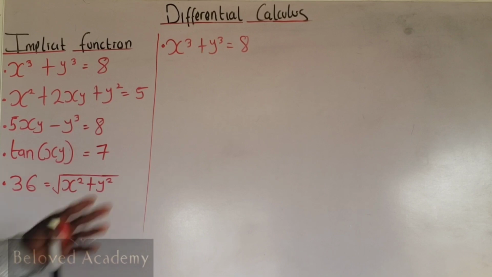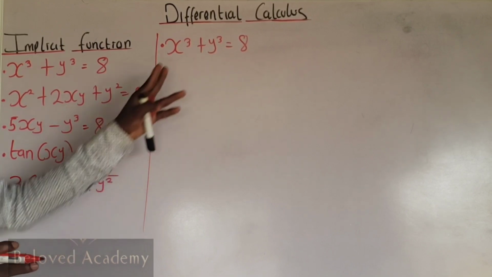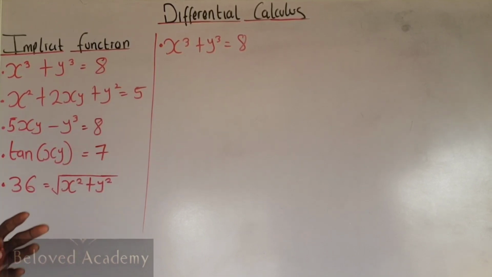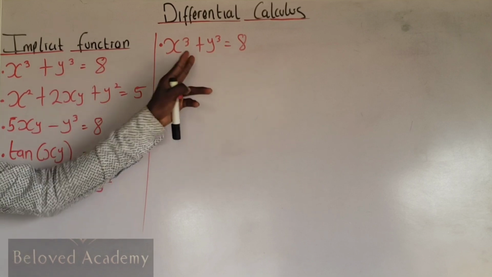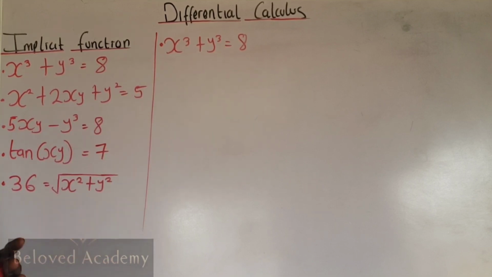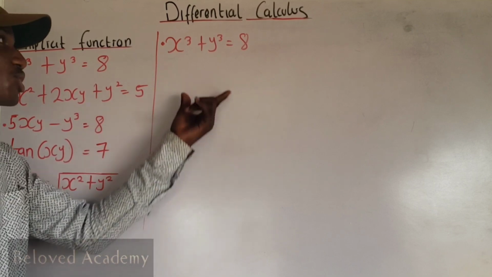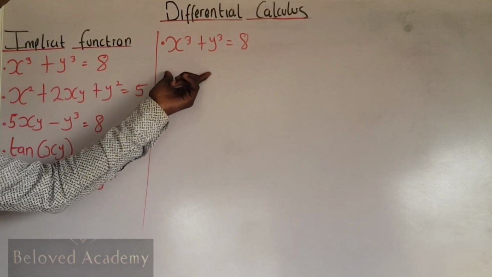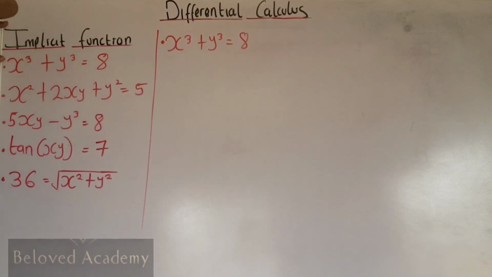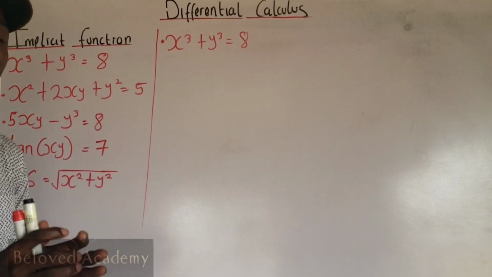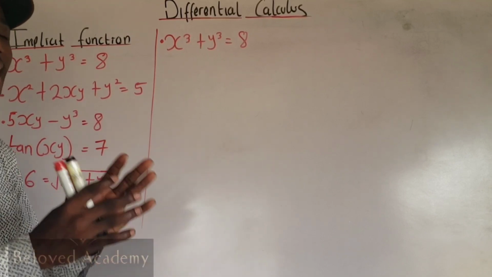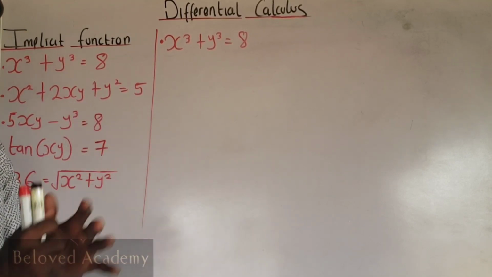Now, the goal of this question is to differentiate y with respect to x. That means that anytime you differentiate y in an implicit function, you are going to add dy/dx. Do you understand? The basic technique for the derivative of an implicit function is this: anytime you differentiate y, you are going to add dy/dx.